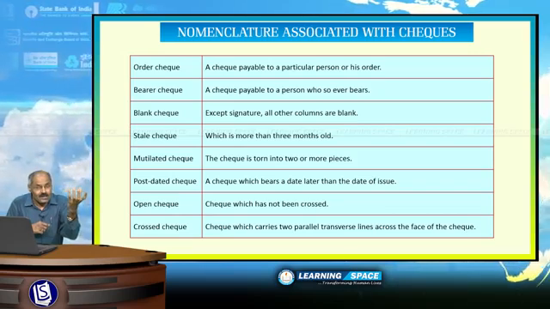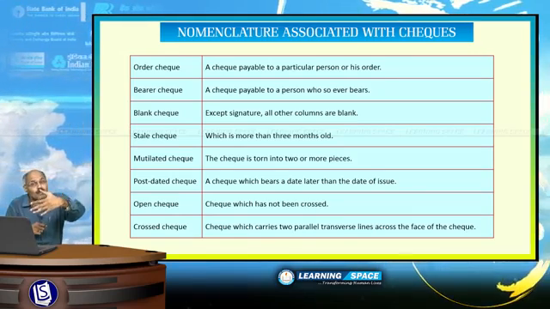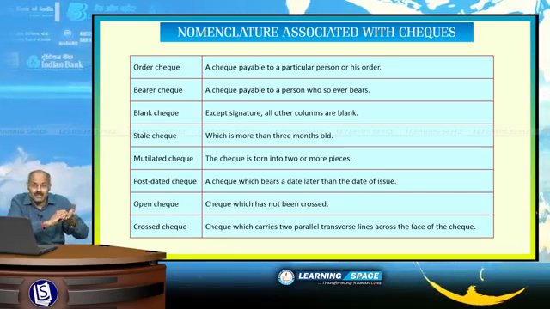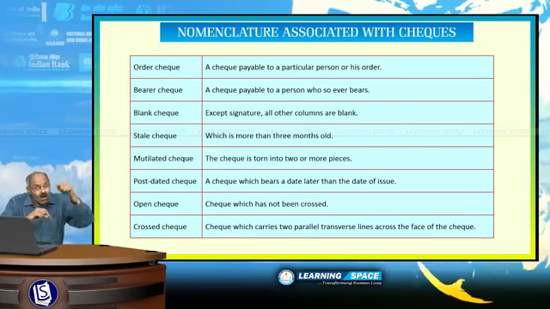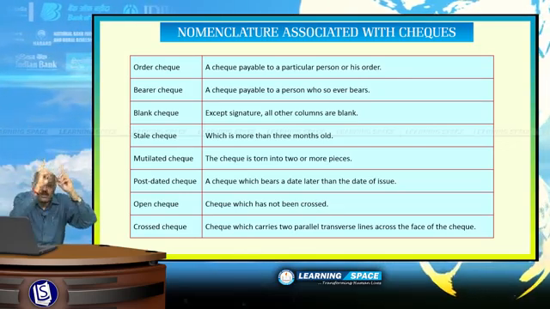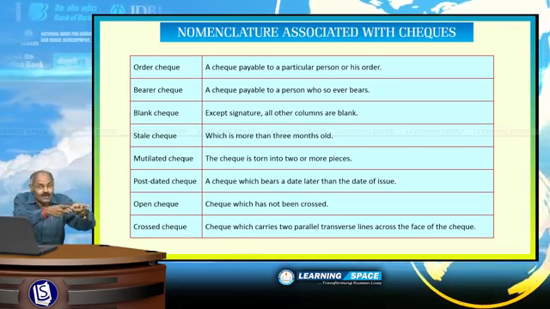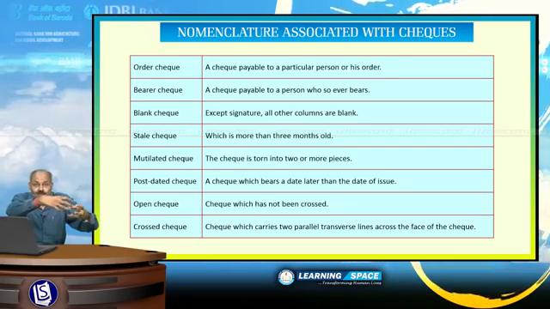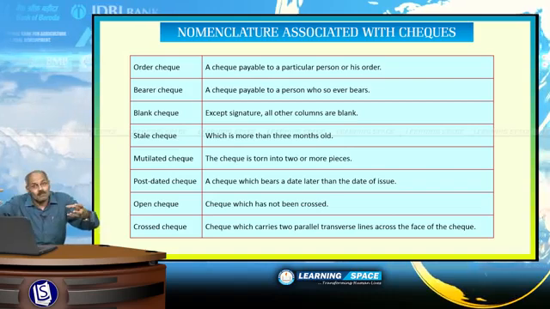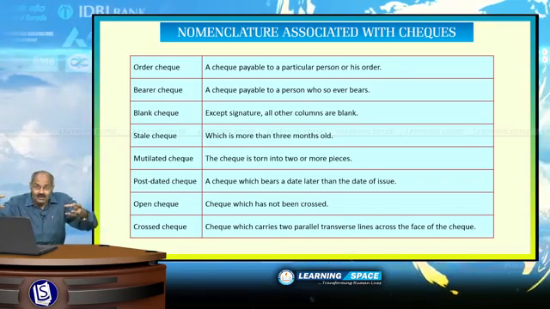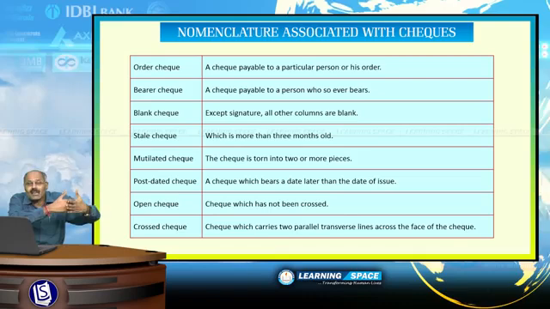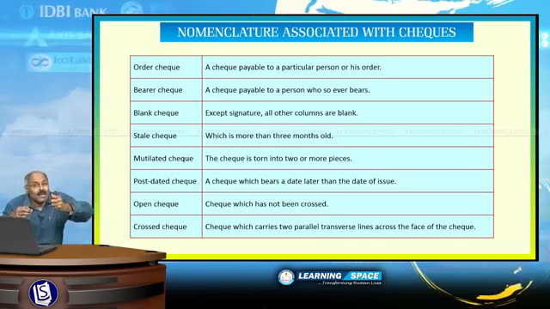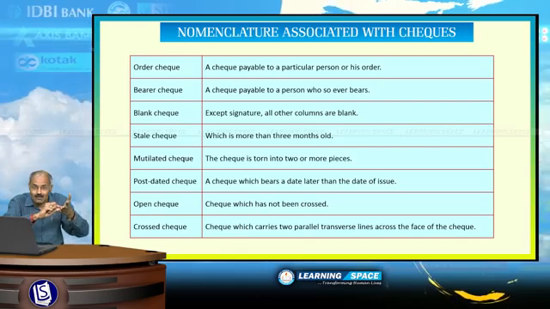Order check is a check payable to a particular person. If I am writing a check in the name of K. Tejesh, that means it is an order check. Please pay to Tejesh or as specified by him. He can transfer that instrument to some other person by endorsement, that is different. Order check is the check which is payable to a particular person.